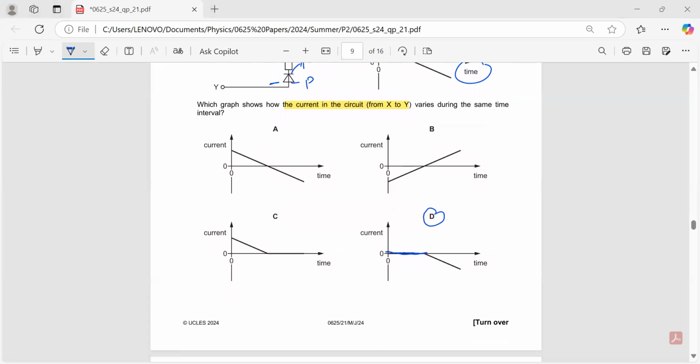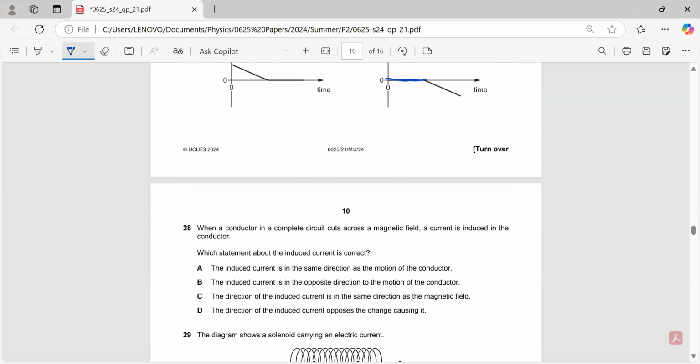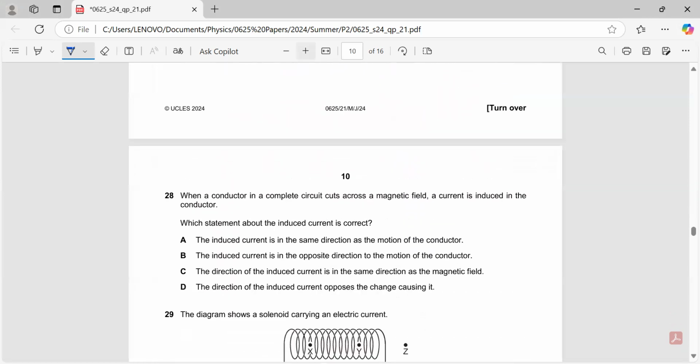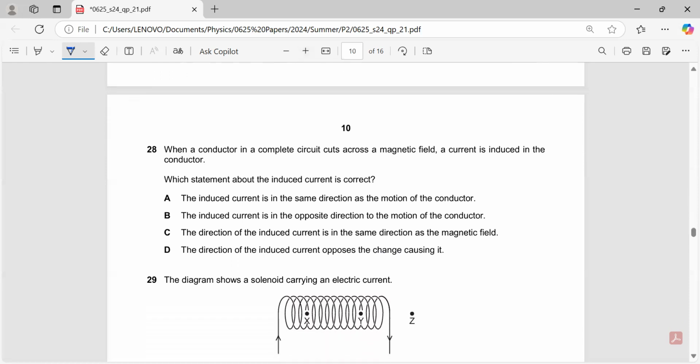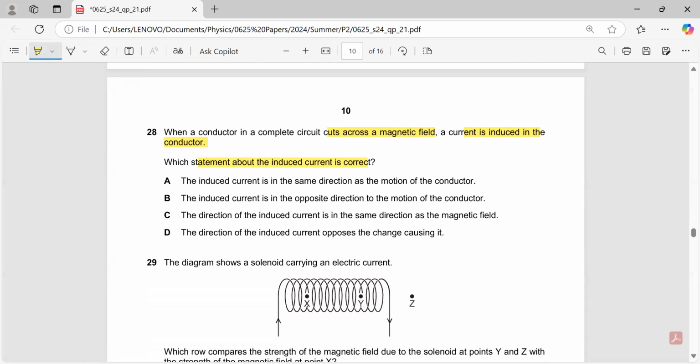Moving on towards our next question, that is 28. When a conductor in a complete circuit cuts across a magnetic field, a current is induced in the conductor, right? So they already tell us that when there is a cutting of magnetic field lines, the current will be induced. Now they want to know which statement about the induced current is correct. Number one, the induced current is in the same direction as the motion of the conductor.